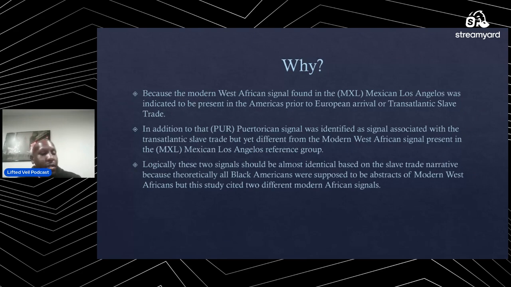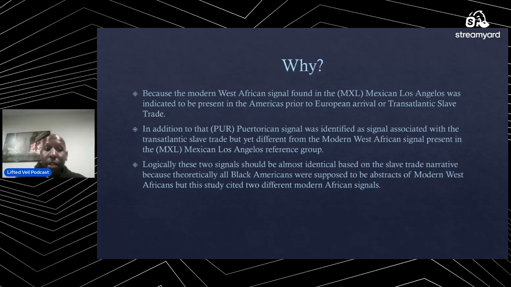Now, some of them will accept it and say it came by way of the slave trade. But here, this is indicating that one of the signals is associated with the slave trade. The other modern signal was not. So if all modern signals associated with West Africans are supposed to be from the slave trade, then why in North America is it not showing it? But in, that was South America that it showed the signal in.